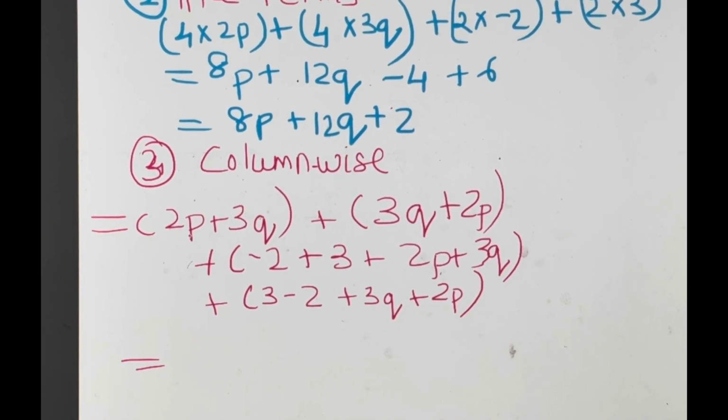Now let us just count 2p plus 2p plus 2p plus 2p, 4 times. So 8p. 3q plus 3q plus 3q plus 3q, 12q. 3 4s are 12. And 3 plus 3 is 6. Minus 2 minus 2 is minus 4. So 6 minus 4 will be plus 2. Right? So you'll get the same answer whether you add row wise, column wise or like term wise. So you can add in whichever way you want.